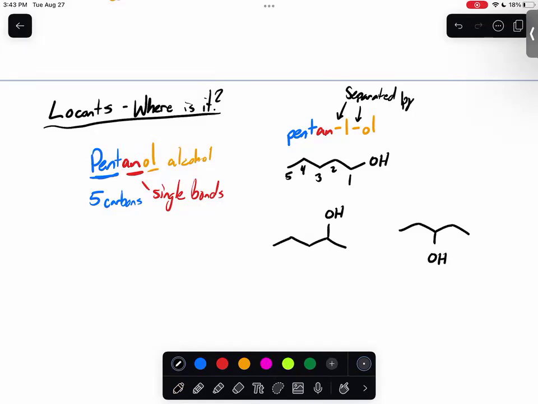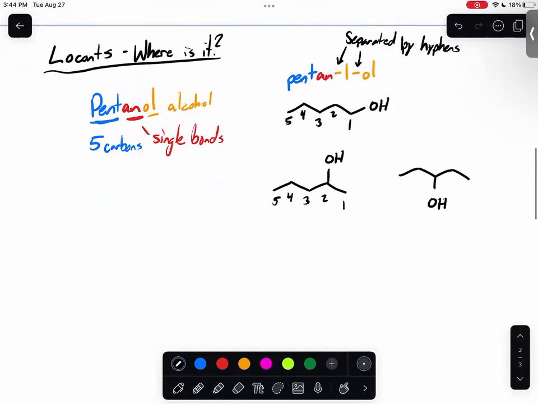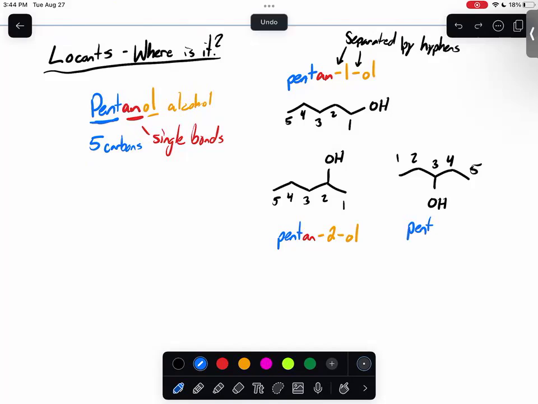And that is going to be true of every time we name these. So if we take a look at this next one down here and we once again label these carbons in such a way, we see that this is actually pentan-2-ol because it's on carbon 2. And then the last one, it's right in the middle. This one is pentan-3-ol. Okay? So this is how we're going to be naming these.